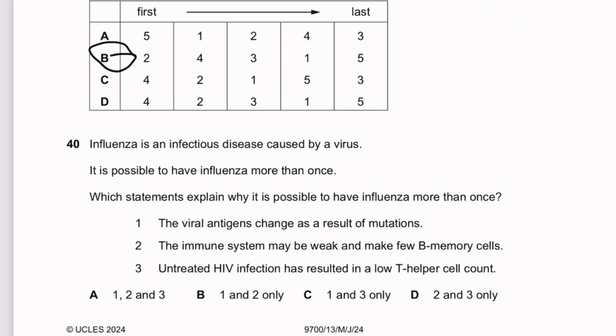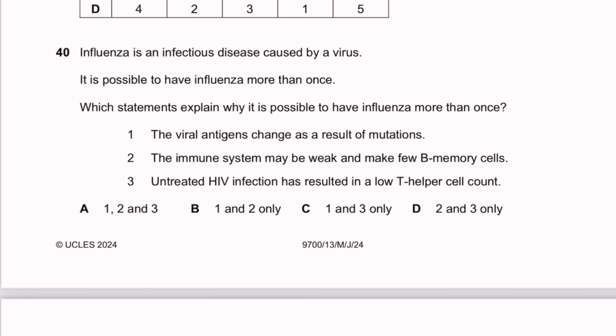B. Okay. Influenza is an infectious disease caused by a virus. It is possible to have influenza more than once. Which statements explain why it's possible to have influenza more than once? Okay, the viral antigens change as a result of mutations. This is true. Mutations can cause the virus to have different antigens, so you're going to have to make totally different antibodies and everything. That's going to be number 1.